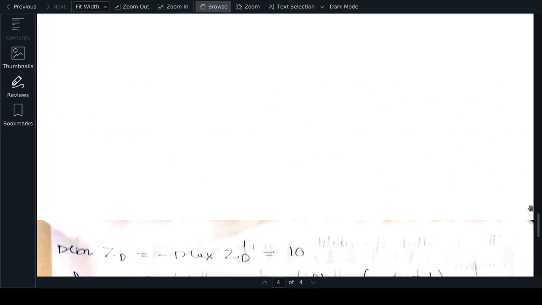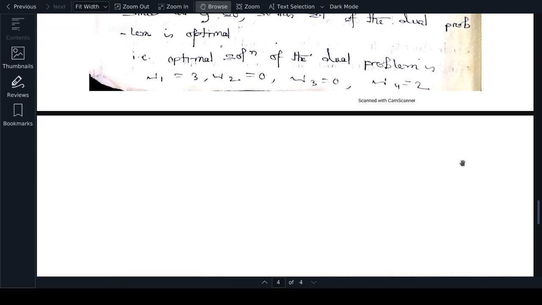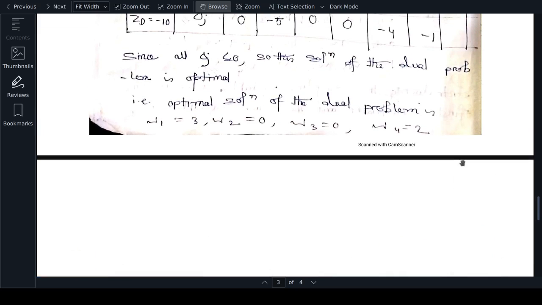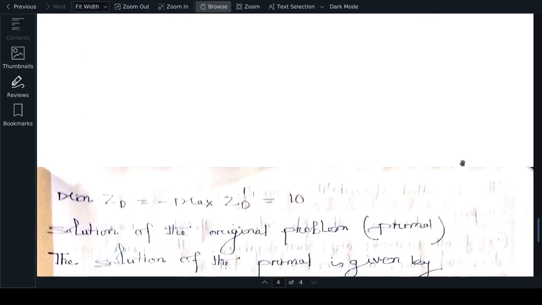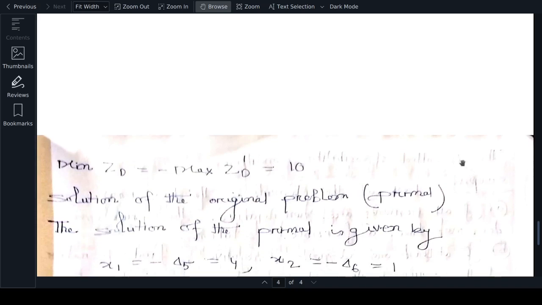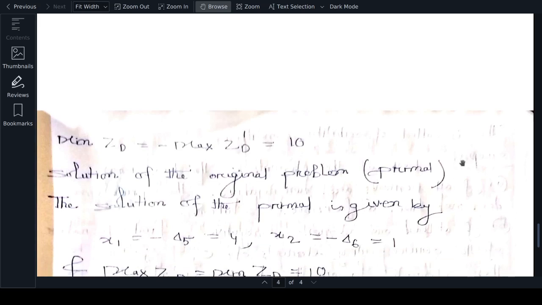When we convert from primal to dual, this is minimization. But when we solve it by the simplex method, we convert it into maximization. So again you convert it into minimization: min ZD equal to minus max ZD dash. Same as earlier, so minus minus plus, so 10. Next we write how to write the solution of the primal, meaning the original problem.